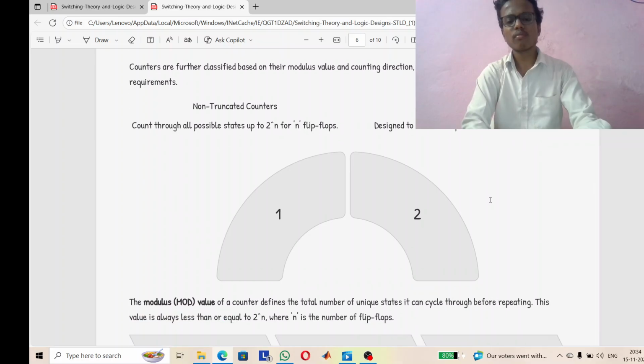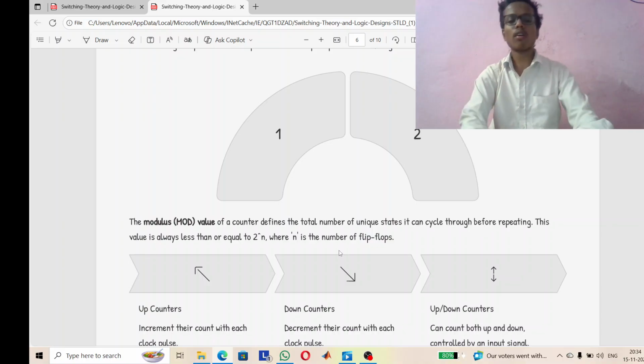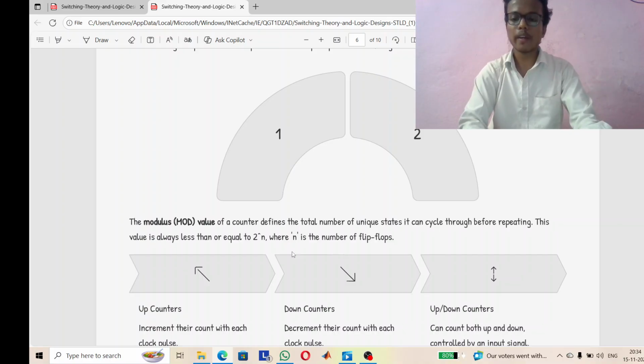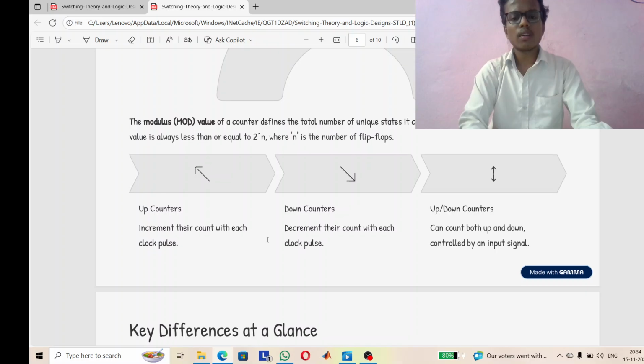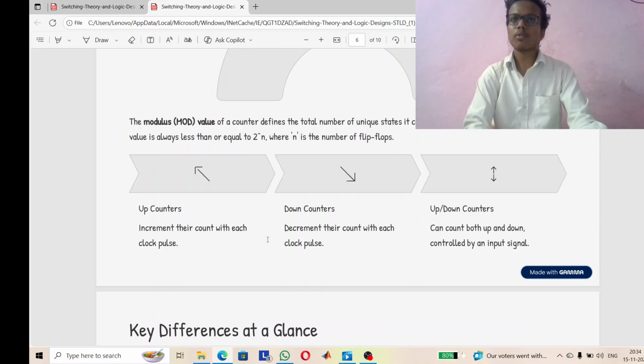The mod value of a counter defines the total number of unique states it can cycle through before repeating. Unique means it cannot be matched with any other. This value is always less than or equal to 2 power n, where n is the number of flip-flops. The truncated and non-truncated counters are again subdivided into three types: up counters, down counters, and up-down counters.